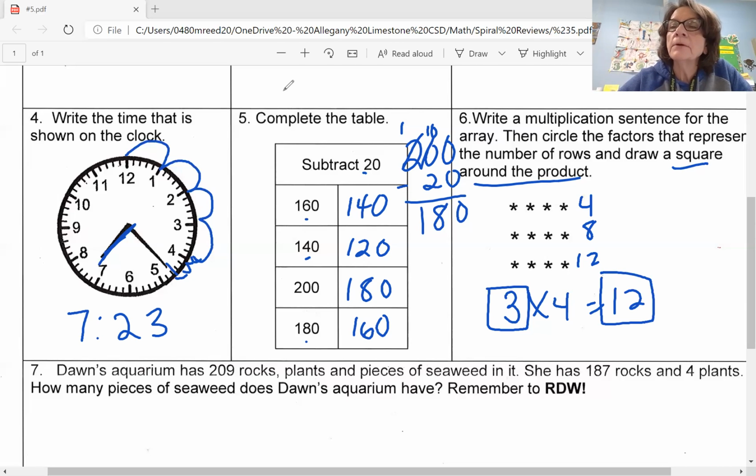Oh, and I was supposed to circle this, so sorry about that. Make that a circle, because otherwise I wouldn't be able to determine whether that was the factor that represented the rows or whether that was the product. So I apologize for that.